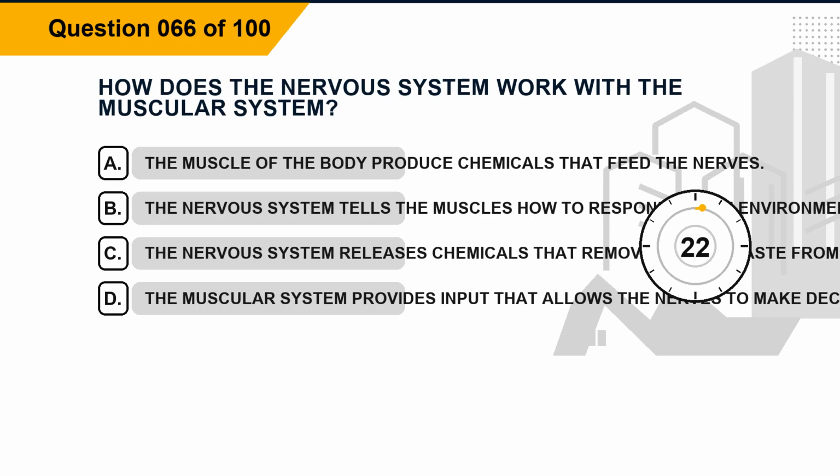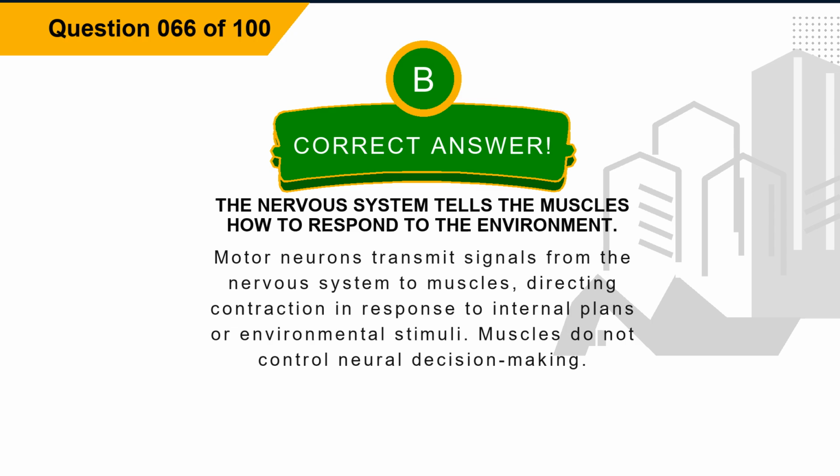Question 66. How does the nervous system work with the muscular system? Option A, the muscle of the body produce chemicals that feed the nerves. Option B, the nervous system tells the muscles how to respond to the environment. Option C, the nervous system releases chemicals that remove excess waste from the muscles. Option D, the muscular system provides input that allows the nerves to make decisions. The correct answer is option B, the nervous system tells the muscles how to respond to the environment. Explanation: motor neurons transmit signals from the nervous system to muscles, directing contraction in response to internal plans or environmental stimuli. Muscles do not control neural decision-making.